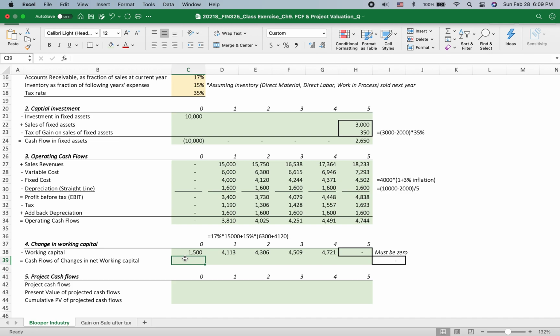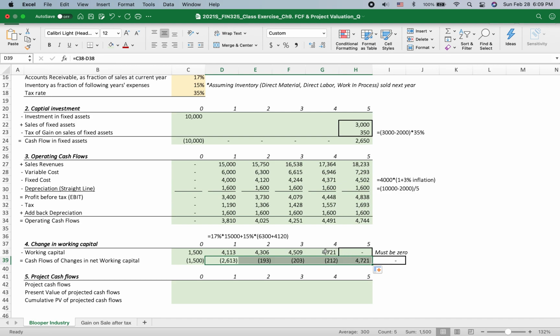Cash flows of changes in net working capital. Again, the free cash flow is only the incremental changes, incremental cash in and out based only on that project. Okay, so if we increase working capital today, this is minus. We increase working capital from today to year 1, so the amount of the increase is the cash out, right? So we drag to the right.